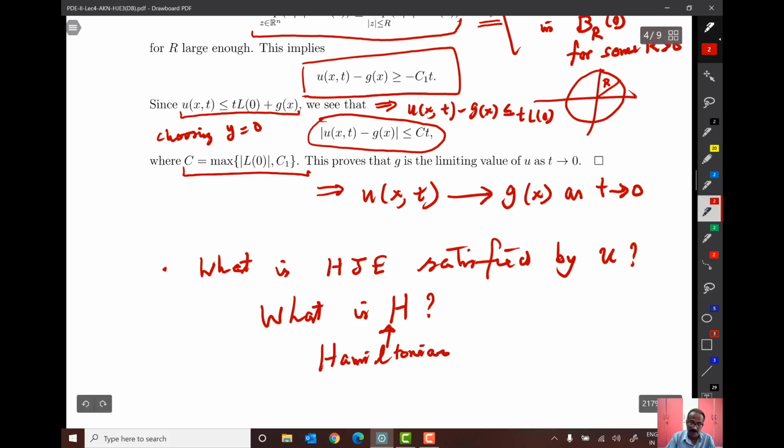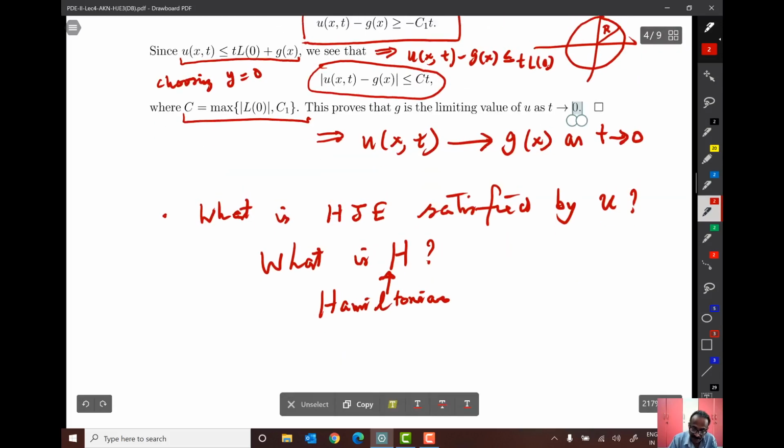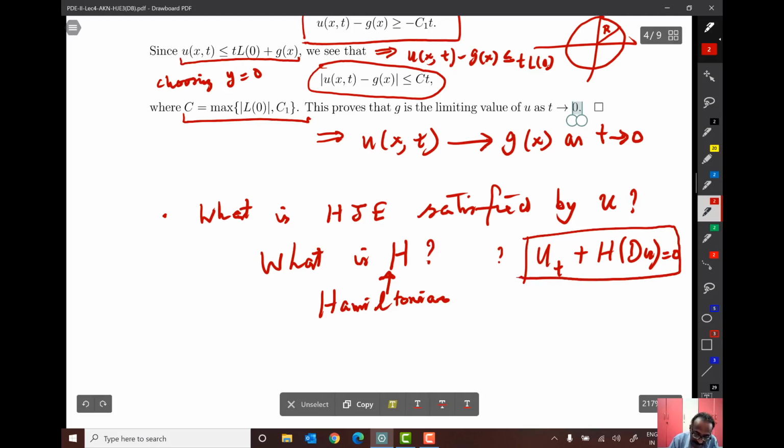And more examples of this kind of minimization problem before coming to H. H is called basically the Hamiltonian, and eventually you will prove that u_t plus H of Du equals 0. And this we will derive after the next lecture or a couple of lectures later, because we need to introduce first what H is.